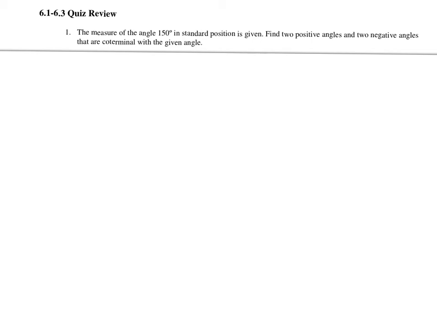All right, here they give me an angle measure. It's 150 degrees, and they want me to find two positive and two negative coterminal angles. So for coterminal angles, for degrees, we always add or subtract 360. I'm going to be adding 360. It gives me 510, so that's one of my answers.